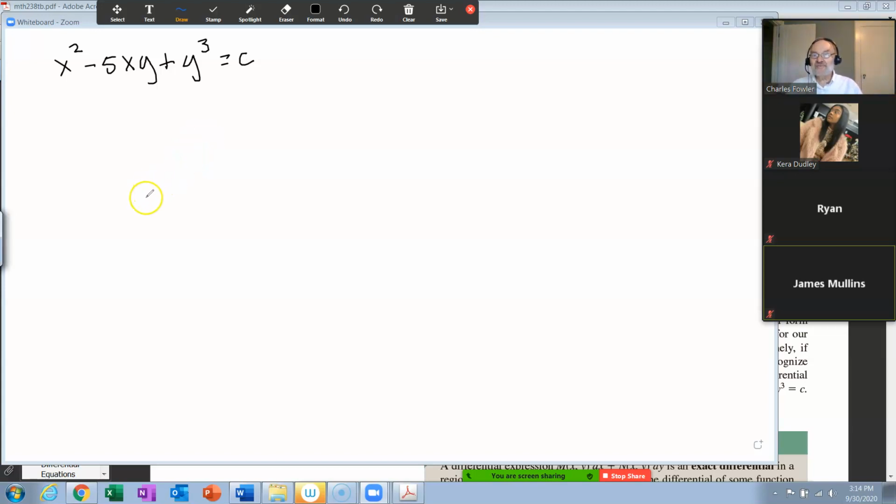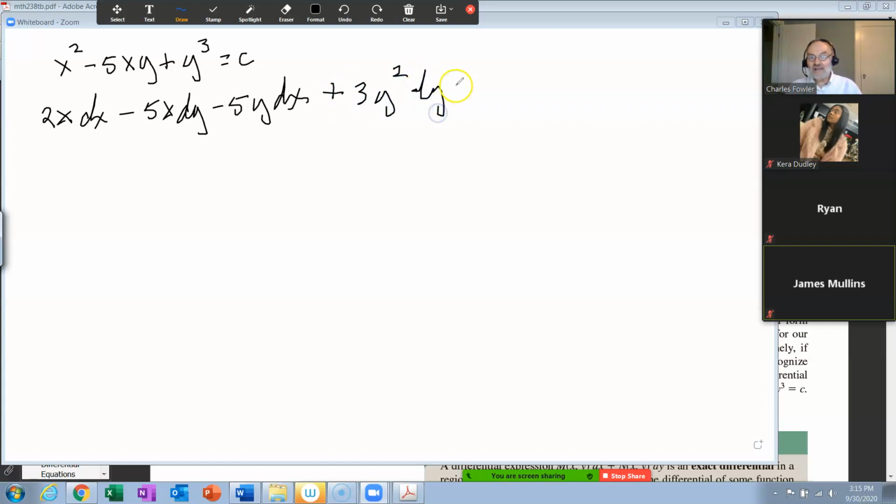Okay, if we do an implicit differentiation of this in differential form, not derivatives, but in differential form, the derivative of this will be 2x dx. This is in differential form. Now this will be minus 5. Now you have a product rule here, so this will be minus 5x dy minus 5y dx, because the product rule is first times the derivative of the second plus the second times the derivative of the first. Then the fourth term produces plus 3y squared dy, is equal to, and when you take the derivative of the constant, you get a 0.